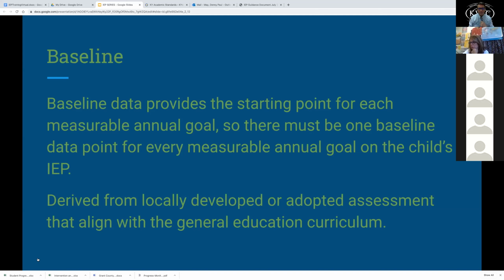And it's derived from locally developed or adopted assessments that align with the general education curriculum. Sometimes the goals aren't any good that we write initially. Sometimes the goals are not measurable. Sometimes the goals are not tied to the baseline. Sometimes we get an IEP handed to us from someone else where they haven't done the work. And we are saying to ourselves, what do we do?